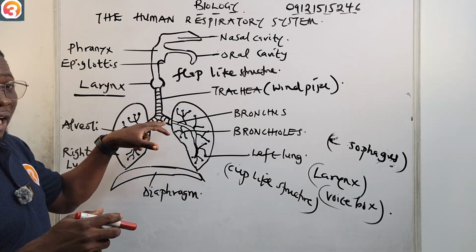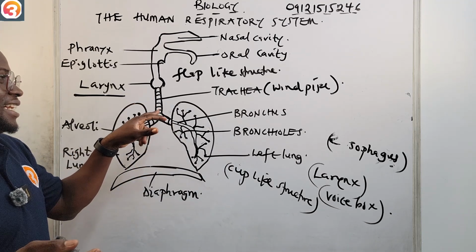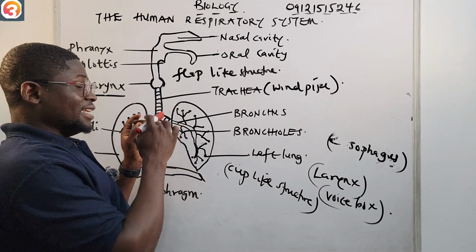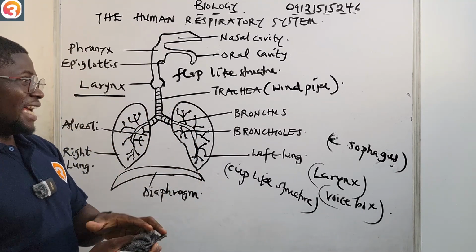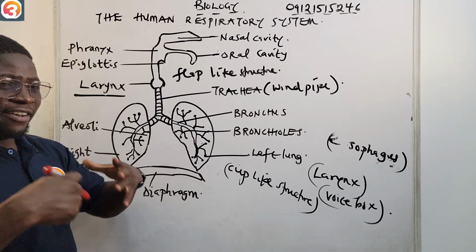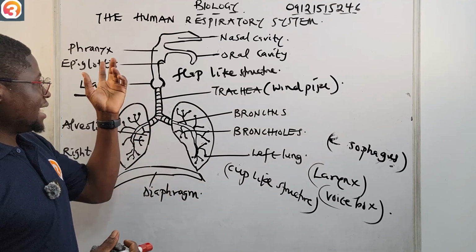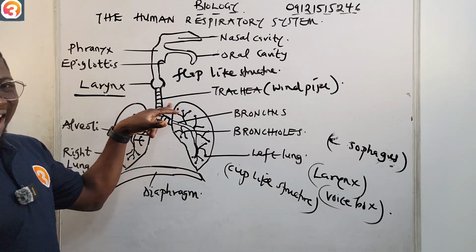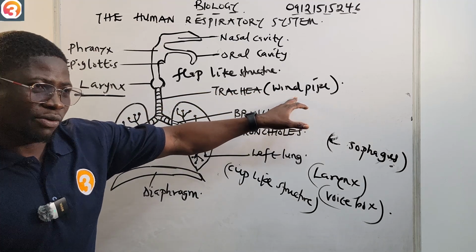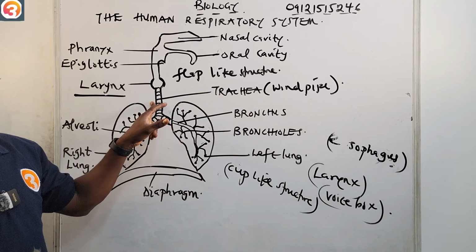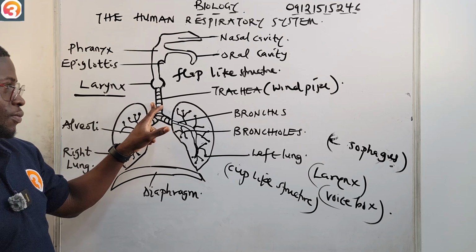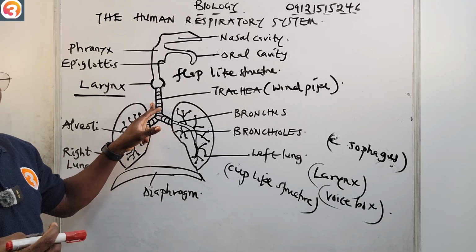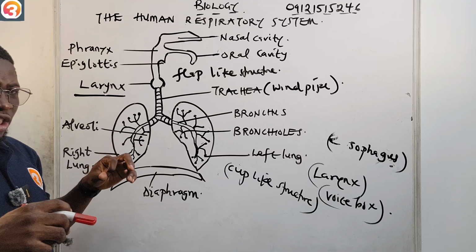They also have cartilages, and this cartilage helps to give the trachea rigidity. So as air goes from the larynx, it goes over to the trachea, which is called the windpipe. It's a ring-like cartilaginous structure, and the cartilage helps to give the trachea rigidity.